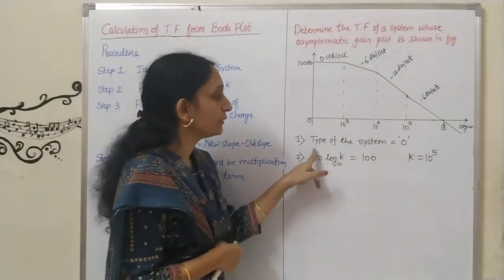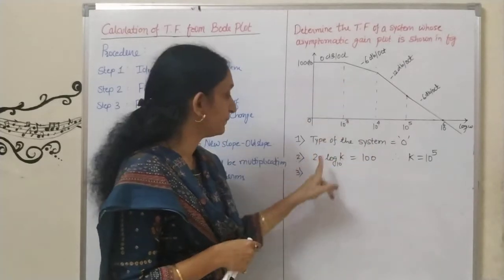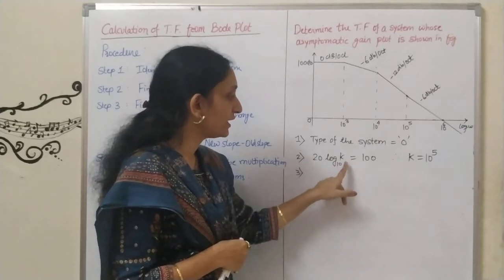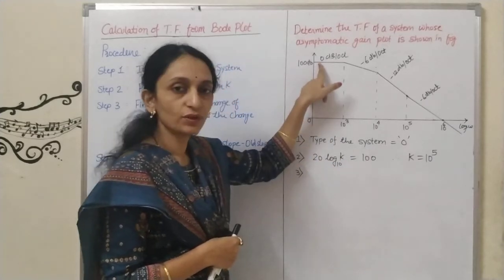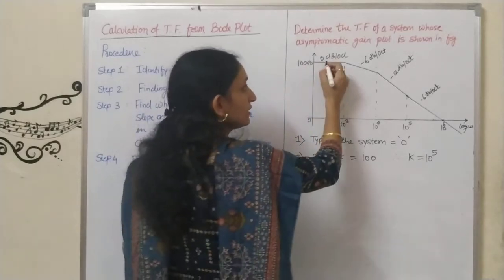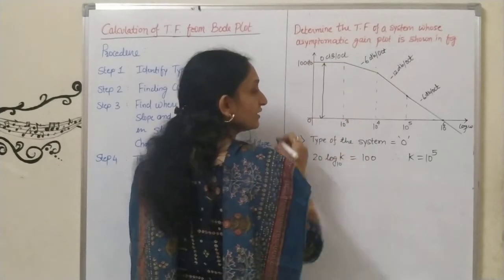Now the type of the system is 0, so there will not be any pole at origin. Now number 2, look at this: 20 log k to the base 10. Here we know that 100 dB is given. So this is nothing but a shift, and this shift is 100 dB.